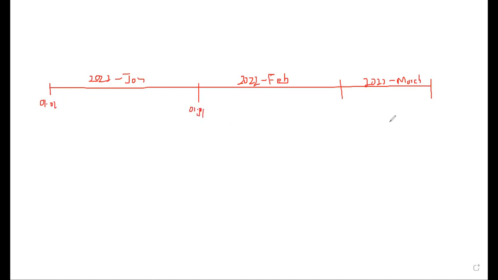Okay, this is February 28. This is after January. We can identify February 1st, and after that March 1st, March 31st. Okay. Now think this is the date.